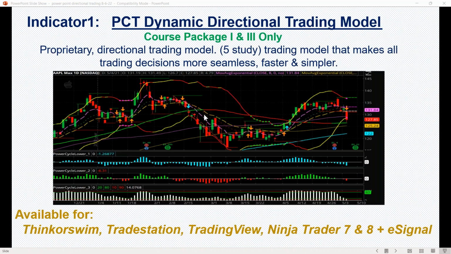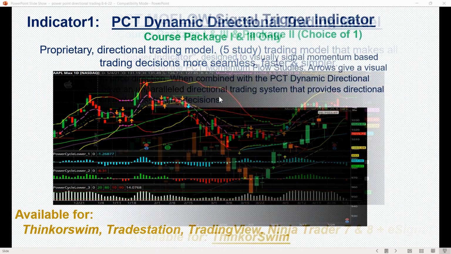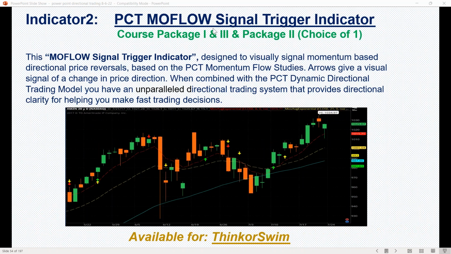So you're going to get my indicator 1, the dynamic directional trading model. This would be if you do course package 1, or if you do it with the alert service, course package 3. It's a 5 study set trading model system that I put together back in 2009, 2010. I've got it available for Thinkorswim, TradeStation, TradingView, Ninja Trader 7 and 8, and eSignal. You can have any of these platforms or all of them. Then you'll get my indicator 2, the PCD momentum flow signal trigger. This actually gives you the arrows when momentum shifts up or down. I've got this only available for Thinkorswim.